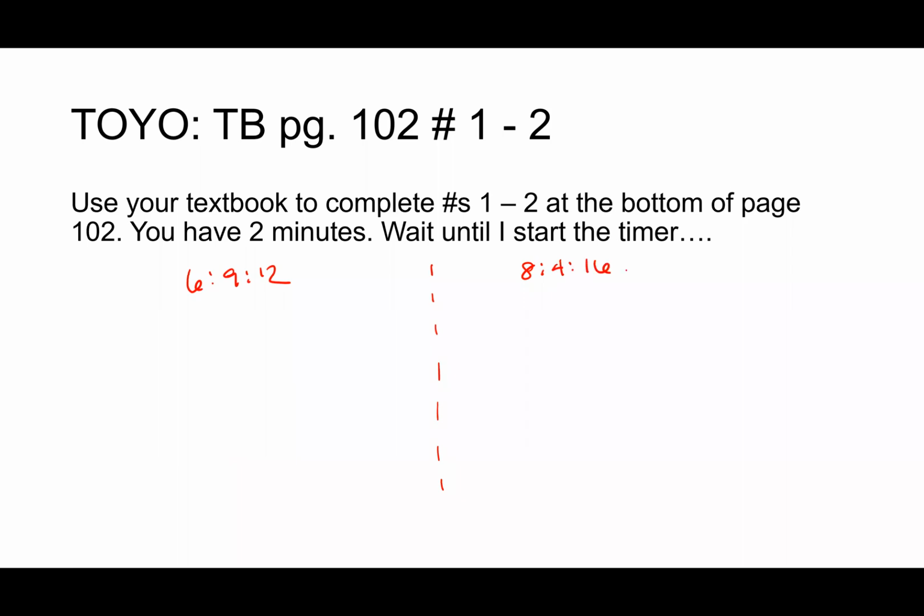Oh, you guys have it? All right. How about number 1, 6 to 9 to 12? What is that simplified? Finn? Yes, 2 to 3 to 4. What did you divide by?